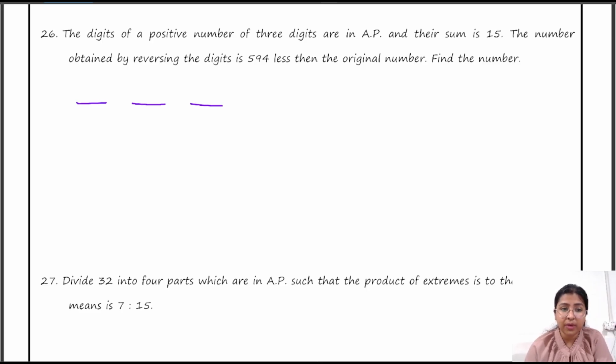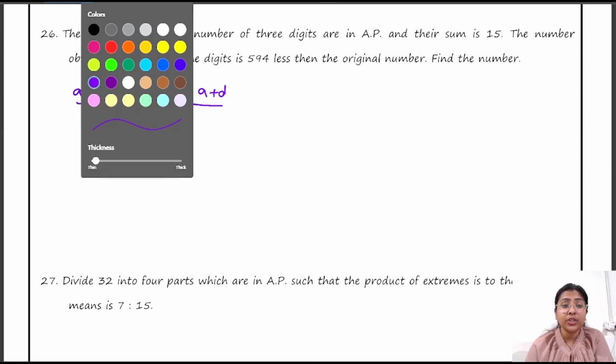इसके जो डिजिट होंगे हम मान लेते हैं ये x है, ये y है, ये z है, तो 3-digit नंबर will be xyz. The digits are in AP. It means we need to consider 3 terms. Whenever we need to consider 3 terms, we will always consider a minus d, a and a plus d. So we can consider the hundreds digit as a minus d, the tens digit as a, the unit digit as a plus d.